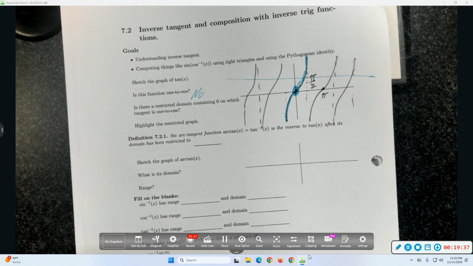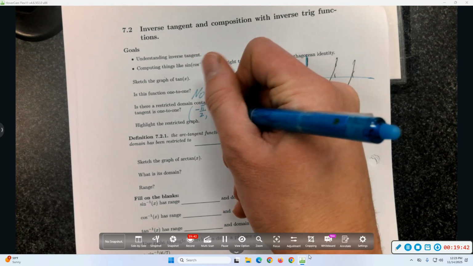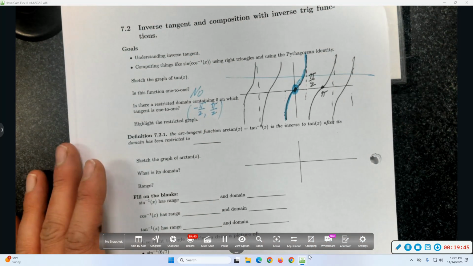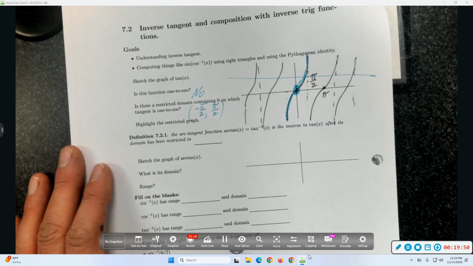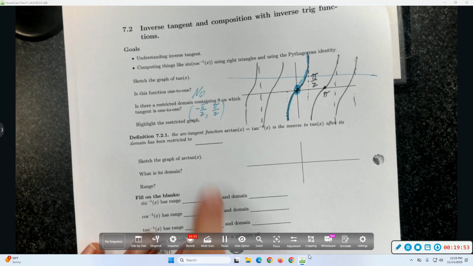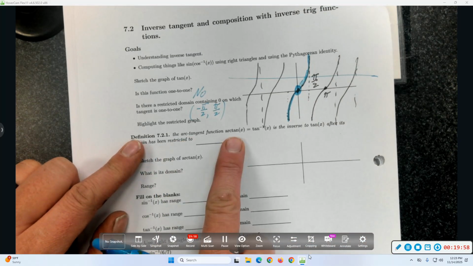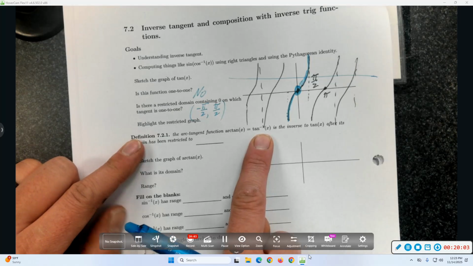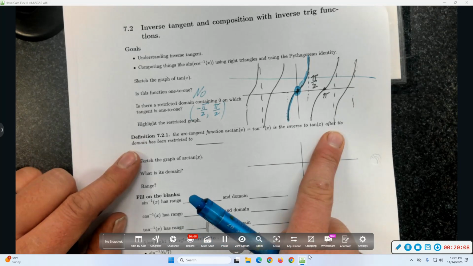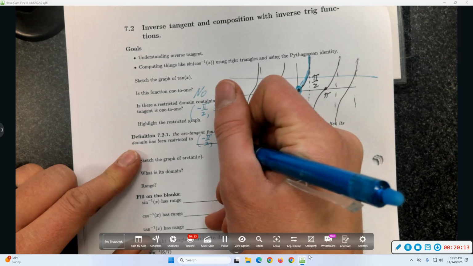Round bracket, negative pi over 2, comma, pi over 2, round bracket. Nice. Negative pi over 2 to pi over 2, excluding endpoints. Oh, and notice I have to exclude those endpoints. Those endpoints aren't in the domain. Highlight the restricted graph, already done. So, the arctangent function, arctan of x, also known as inverse tangent of x, also sometimes known as atan of x, depending on what computer system you're using, is the inverse function to tangent after its domain has been restricted to negative pi over 2 to pi over 2.